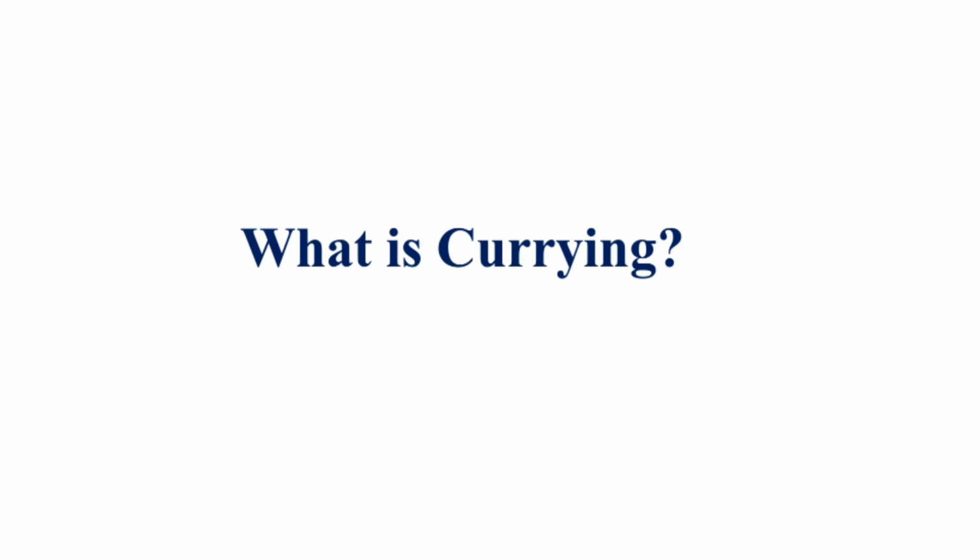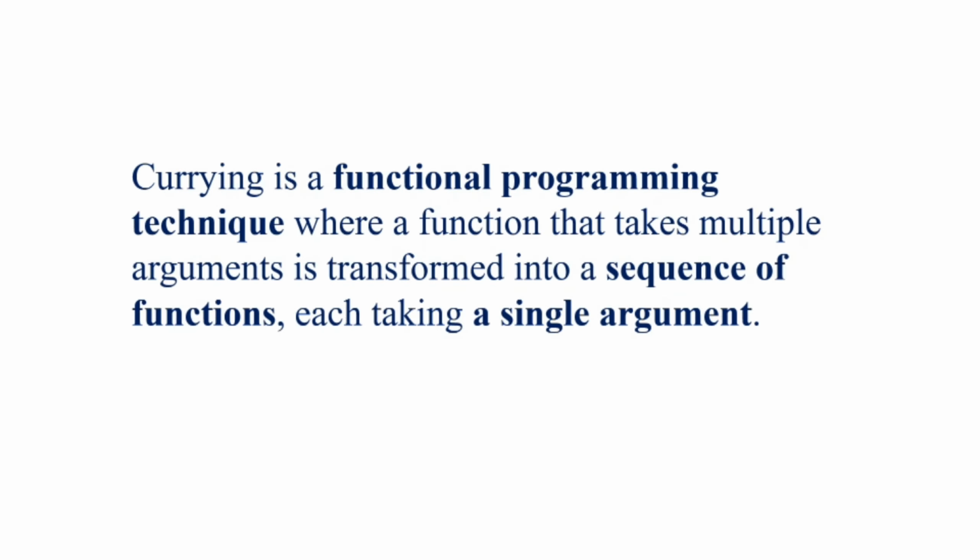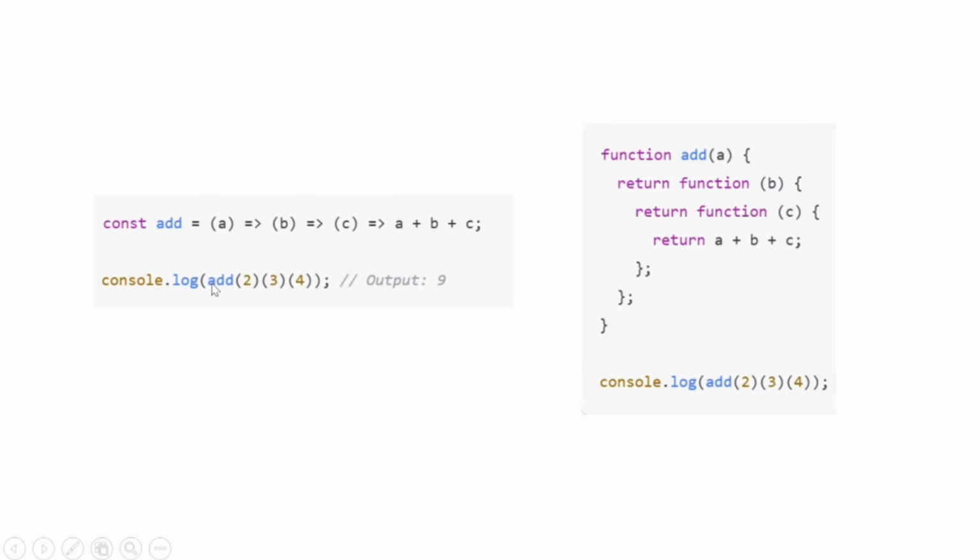What is currying? Currying is a functional programming technique where a function that takes multiple arguments is transformed into a sequence of functions, each taking a single argument, and finally it will return a single output. For example, if we are invoking a function like this, then we should get a single output. Then we use this currying concept. The function will have a sequence of functions and that will return a single value.